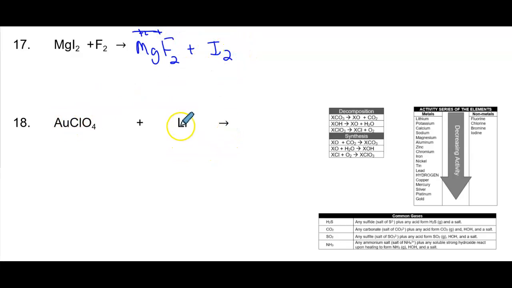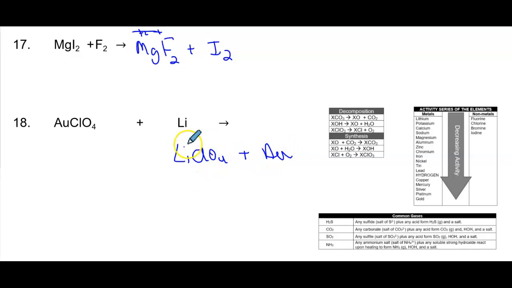Here we have an element plus a compound. I'm going to check to see if it's a synthesis. It is not. Who's alone? Lithium. Lithium has to kick out Au. Lithium is the highest, so it will kick it out. So lithium goes with ClO4, and Au is left alone.